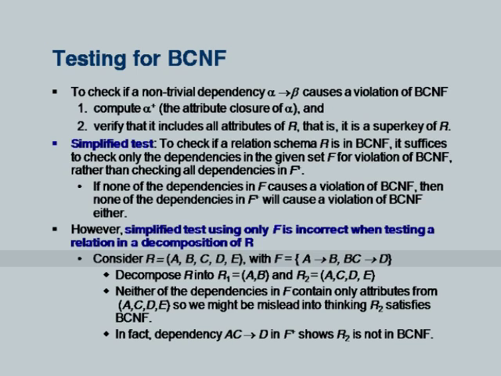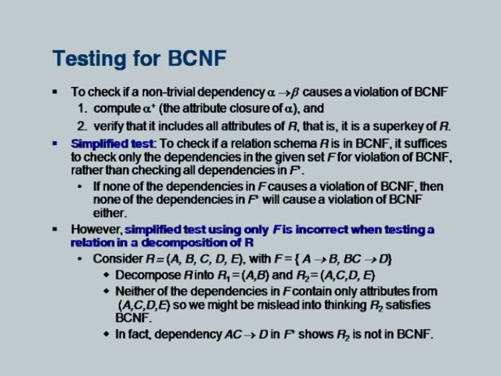Say R is A, B, C, D, E and the set of functional dependencies is A goes to B and B, C goes to D. Now if I look at this, is A a super key? What's the closure of A? It's A, B, that's it. Is A a super key? No, it's not. Is A goes to B trivial? No, it's not. So I decompose. What do I get after I decompose? AB is one relation and ACDE is the other relation.